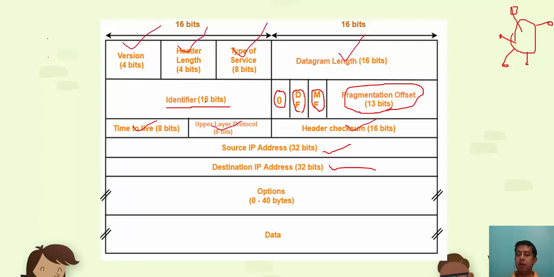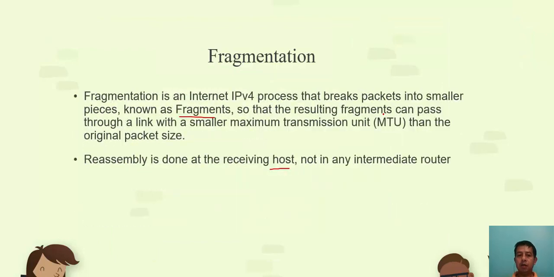By using the identifier, we can tell the receiver that they belong to the same datagram. But I also have to tell about the order, that this is the first fragment, this is the second fragment, so that they are reassembled correctly. So for that, the other fields are used. Now let's see how they are used.